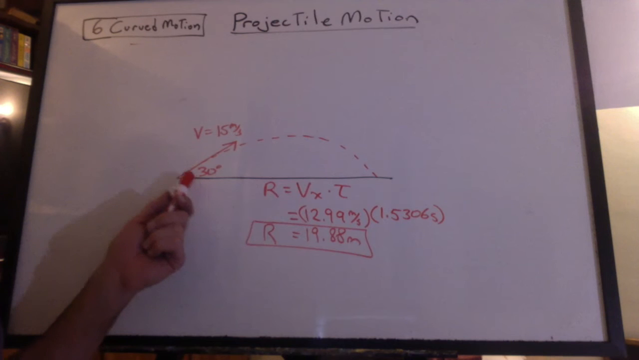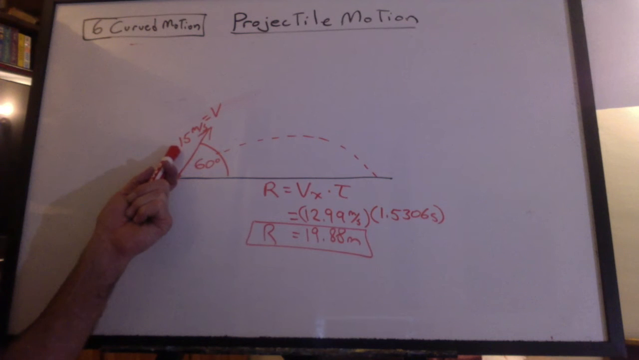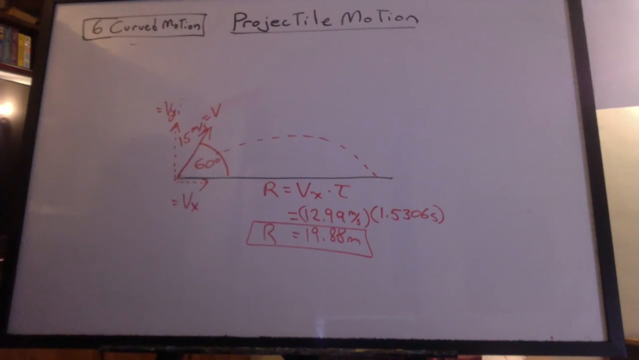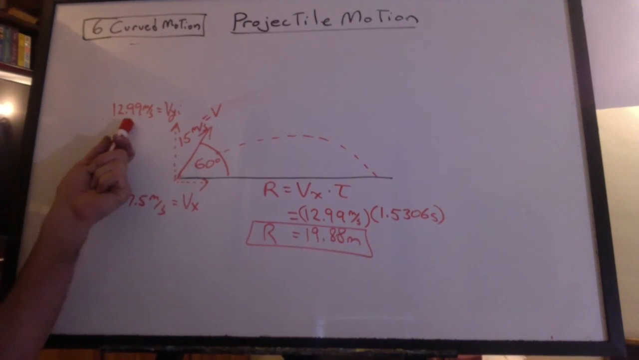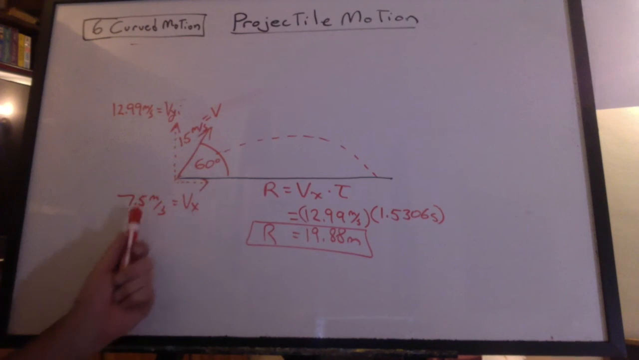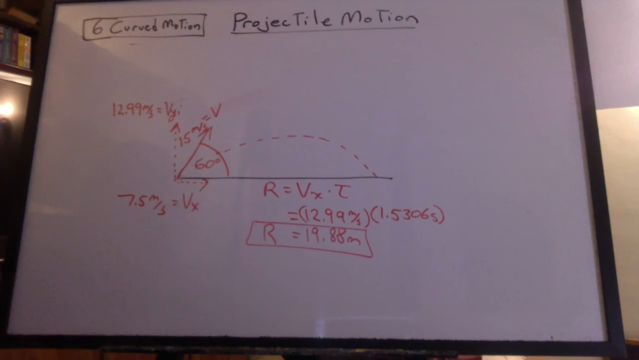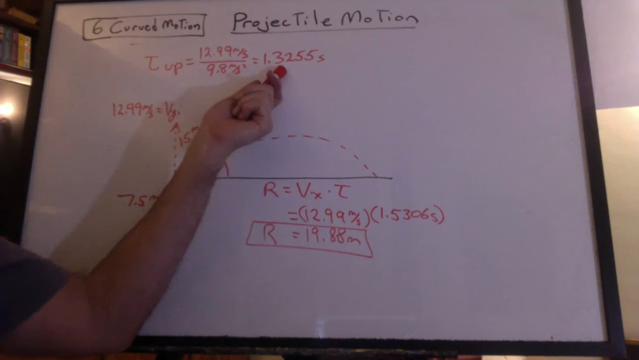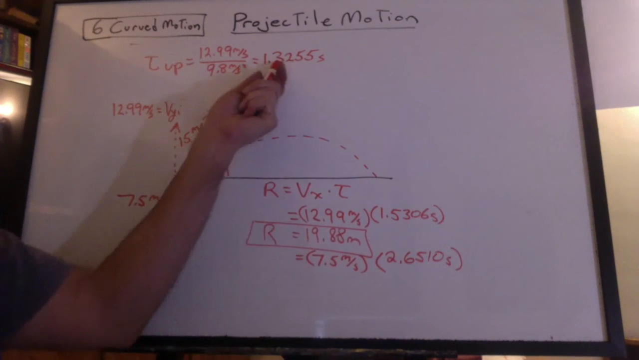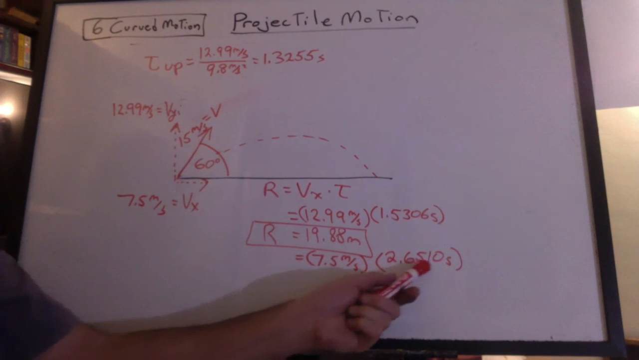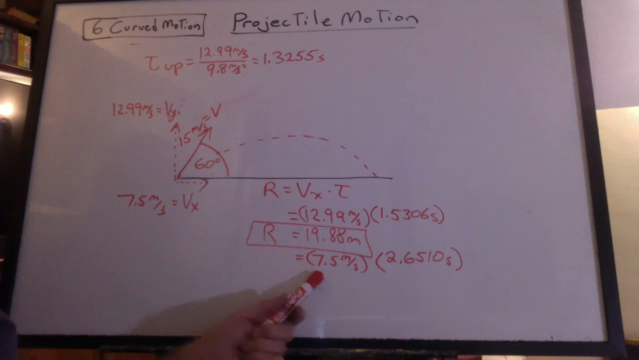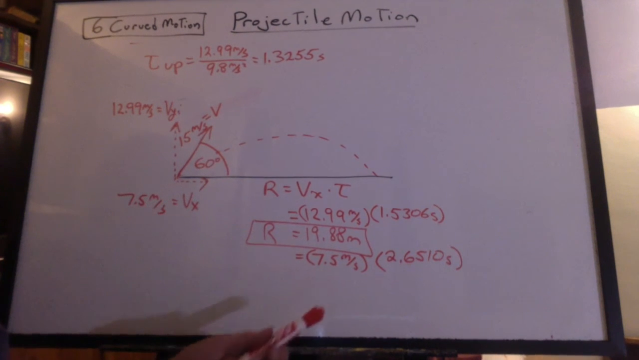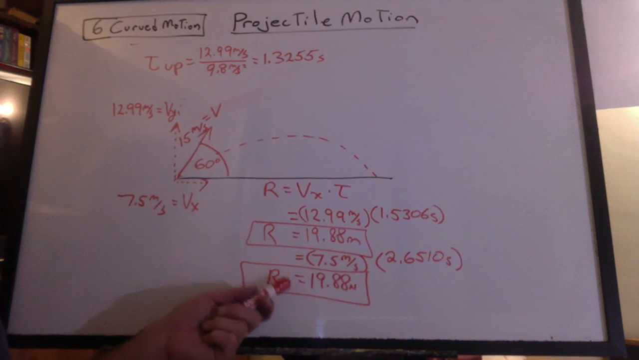Now let's see what we get if I change the angle. We'll make it 60 degrees, but we'll still launch at the same speed of 15 meters per second. If you recognize the geometry here, we're going to put the 12.99 meters per second vertically, and now horizontally, we have 7.5 meters per second. And we get 1.3255 seconds on the way up. That's the same as on the way down. And so double that gives us a time of flight of 2.6510 seconds times the horizontal velocity, which is now 7.5 meters per second. And my goodness, I get the same range.